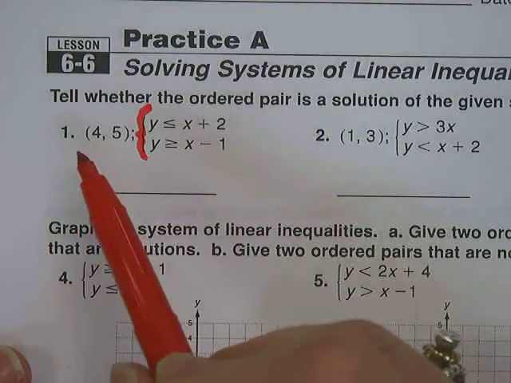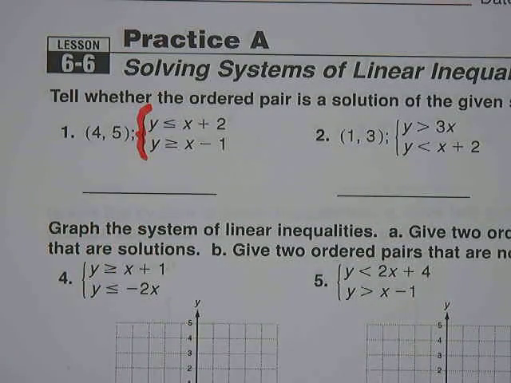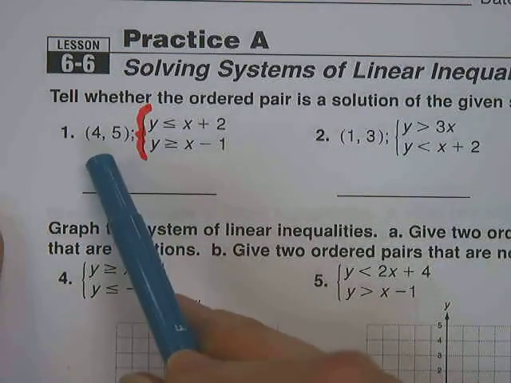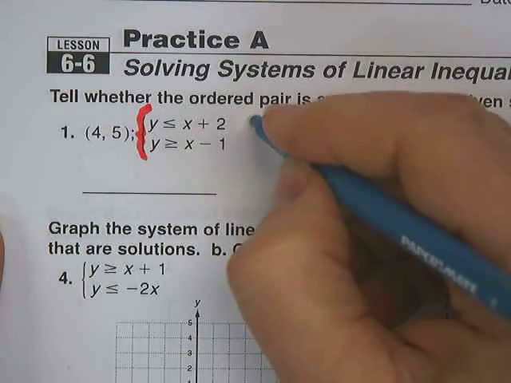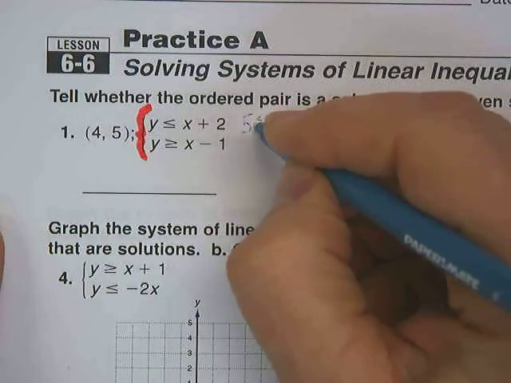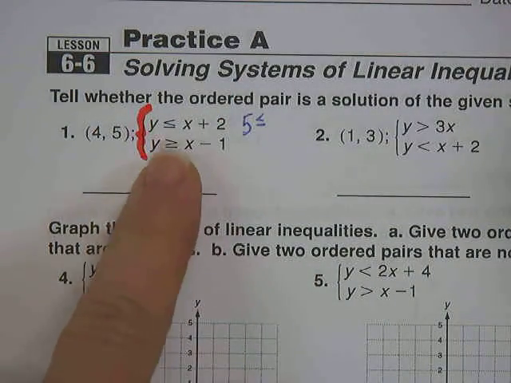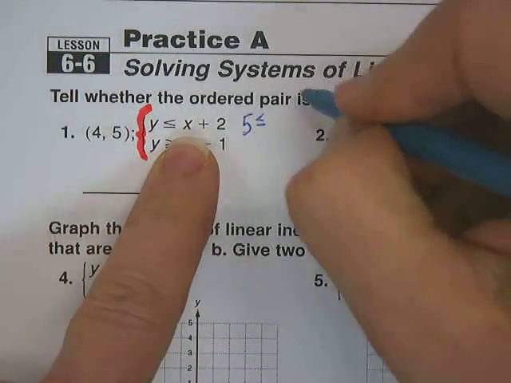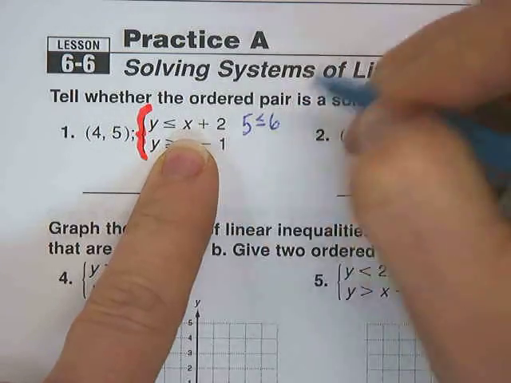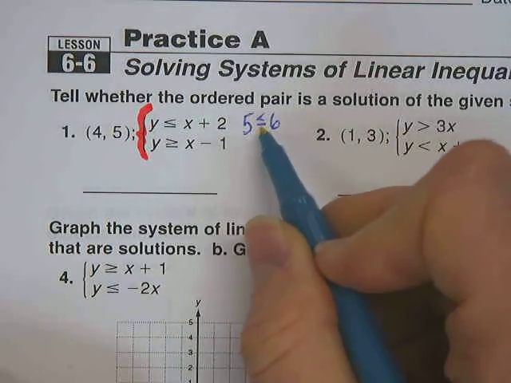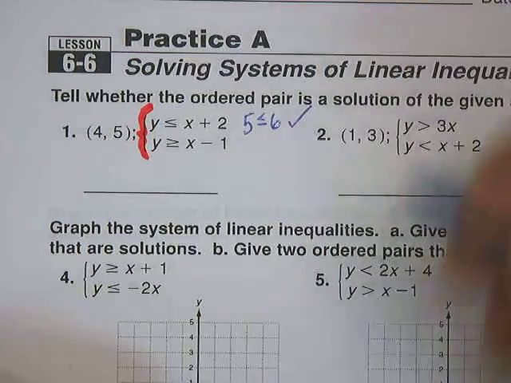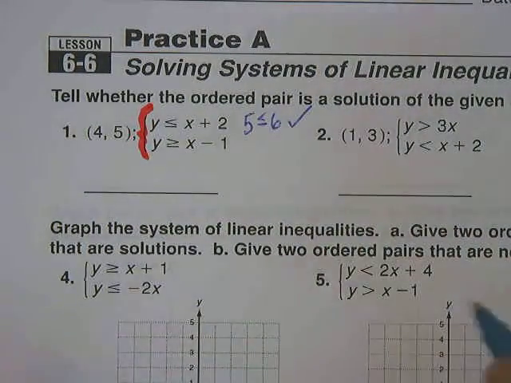at the same time. So for number 1, to decide if this is a solution, you've got to substitute 4 and 5 into x and y into both of these inequalities. So if y is 5 and x is 4, 4 plus 2 is 6. Is 6 greater than or equal to 5? Yes. So it makes that inequality true.